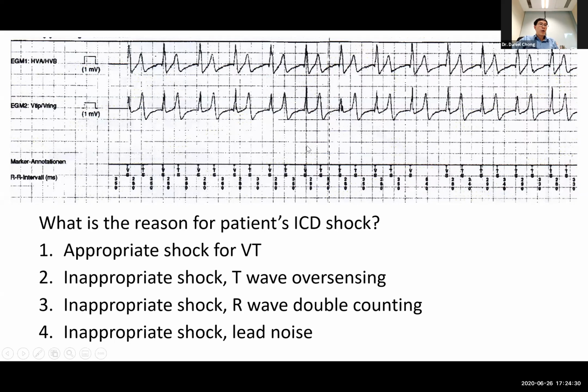Okay, so what is the reason for the patient's ICD shock? Is it 1, an appropriate shock for VT, 2, an inappropriate shock for T wave oversensing, 3, an inappropriate shock for R wave double counting, or 4, an inappropriate shock for noise? Maybe we can all vote and see how it is.